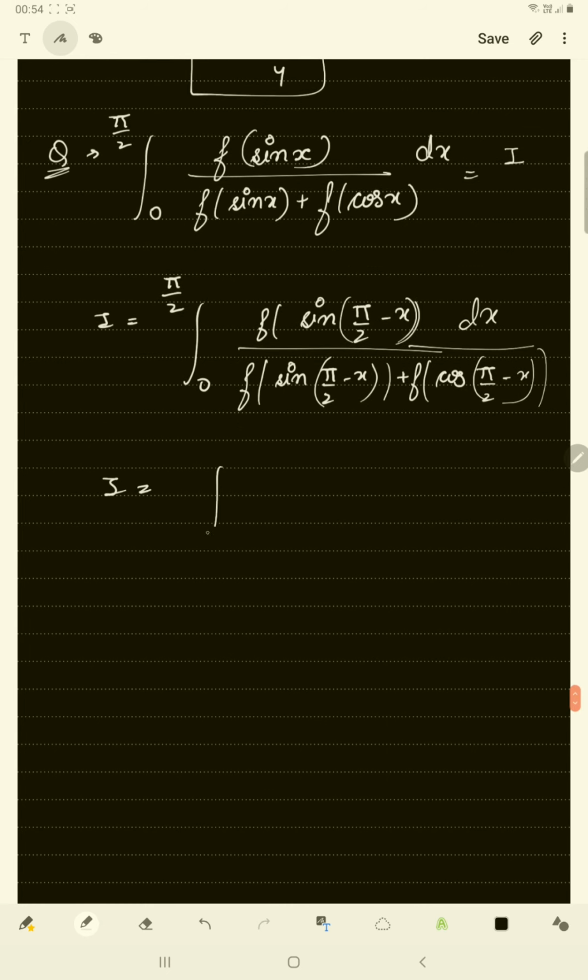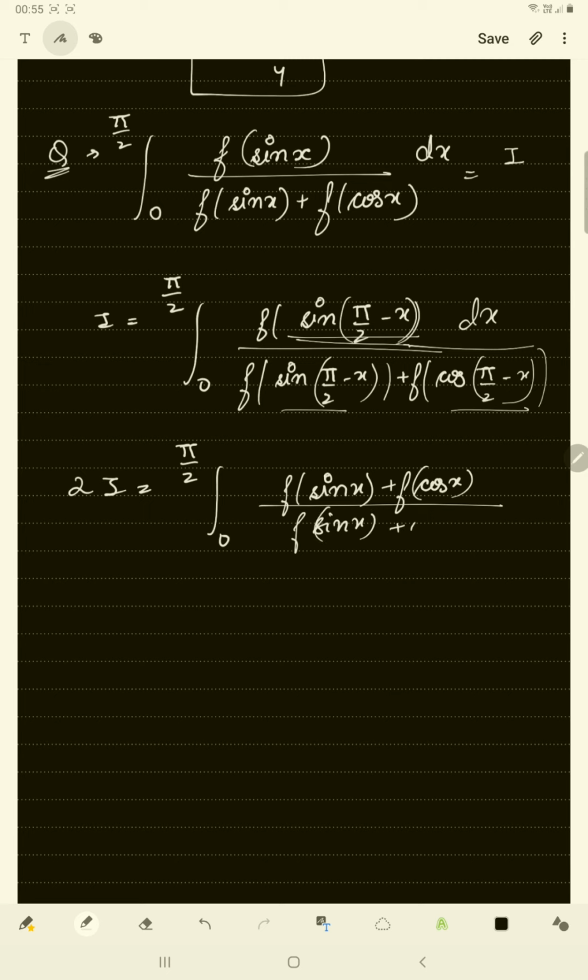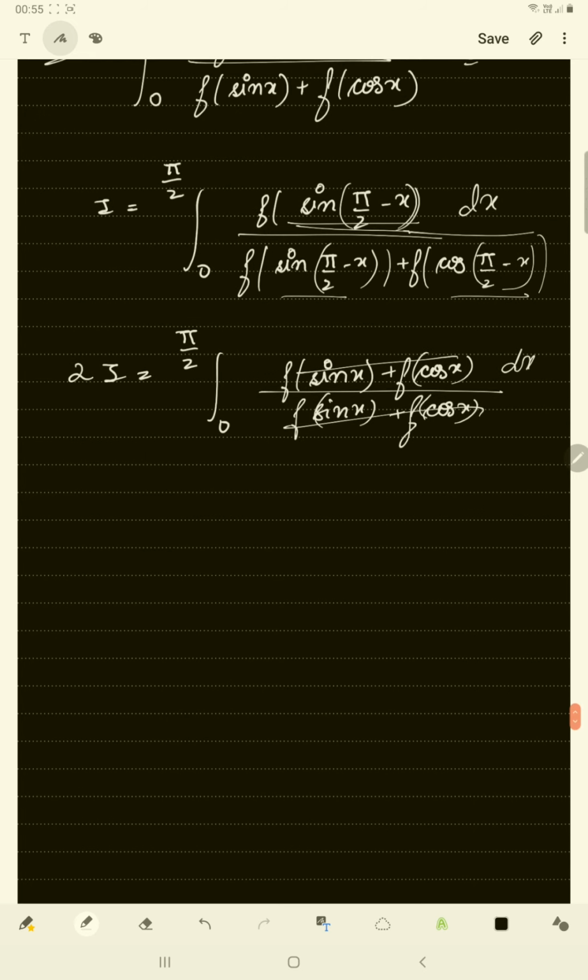Now further solving this, we have the integral from 0 to pi by 2. We just need to add both the terms up, so we get a 2i over here, and function of sin x, and this becomes cos x as we did in the above question also. So function of sin x plus function of cos x upon, and these terms are again equal as we saw in the above question. So function of cos x plus function of sin x, both are equal. So we are gonna just write the things as we have them. These get cancelled again and we get a 1 over here.